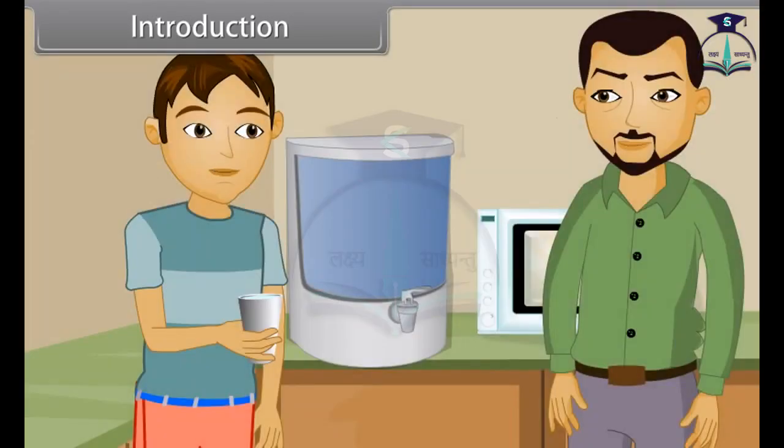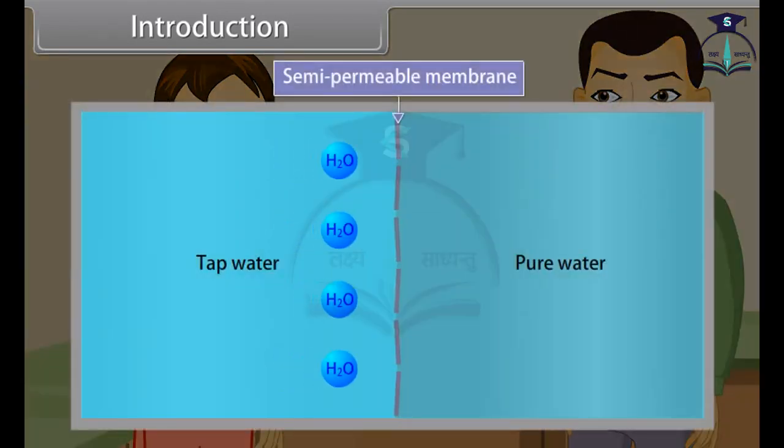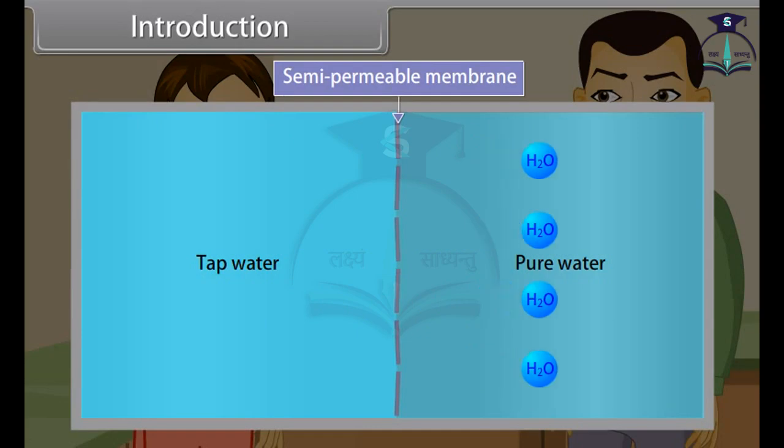Father, I want to ask you something about this. How does RO purifier work? Okay, son, I will tell you. It works on the principle of reverse osmosis. The tap water is a solution of water, minerals, metals, or some impurities.